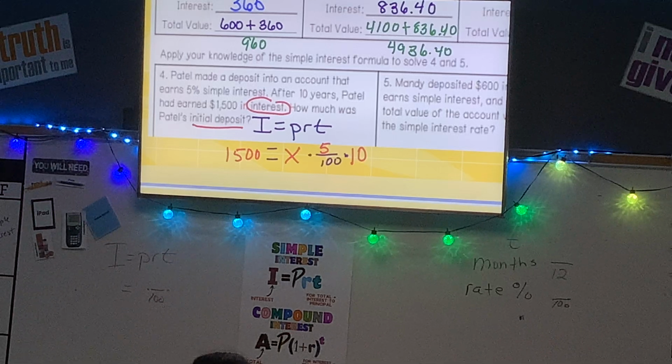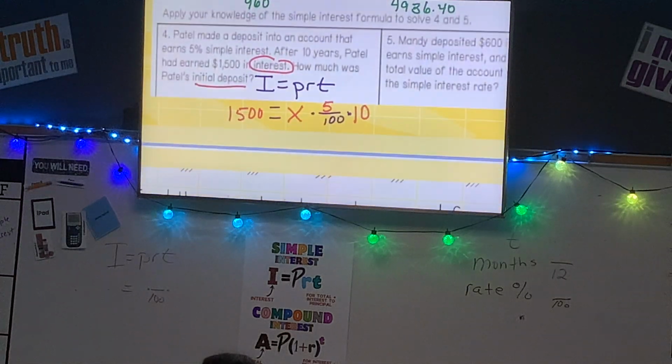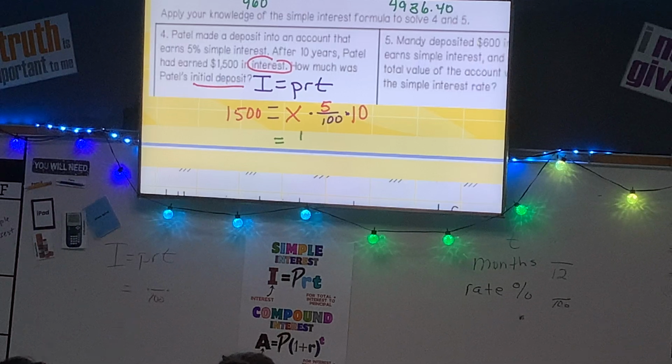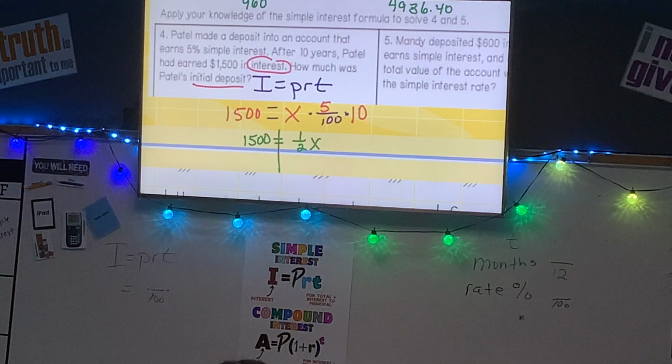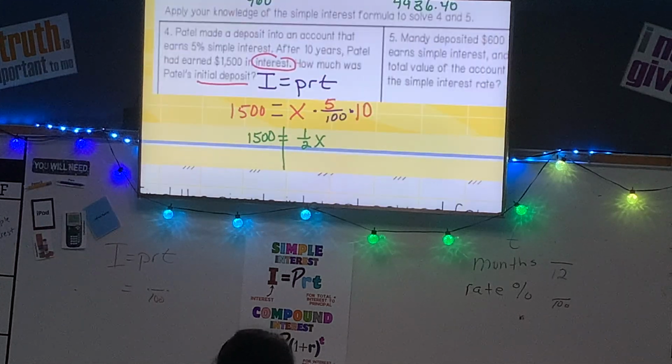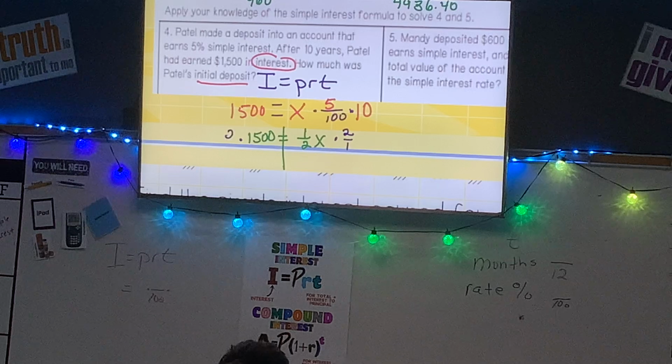So now I'm going to work what I can. On the right hand side, pick up your calculator. Do alpha y equal 5 over 100 times 10. 1/2. So you're going to put that in front of your x. Now look, it's an equation. It's a fraction, so I flip it. What you do to one side, you do to the other.